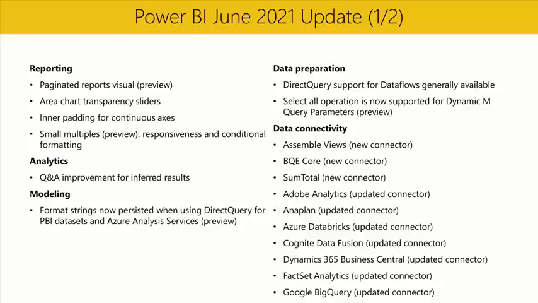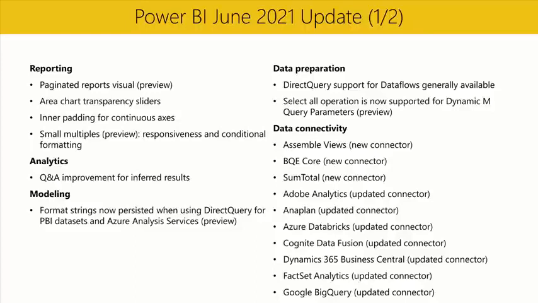Next, the Select All operation is now supported for dynamic mQuery parameters. Back in October, we released a preview of the feature which allowed report viewers to use filters or slicers to set the values of an mQuery parameter, which can be especially useful for query performance operations. Dynamic mQuery parameters did not support the Select All operation, requiring users to individually select each value if they wanted to see the data for all values. Now, in this release, we've added support for the Select All operation so that users can select all values for the query parameter with a single click.